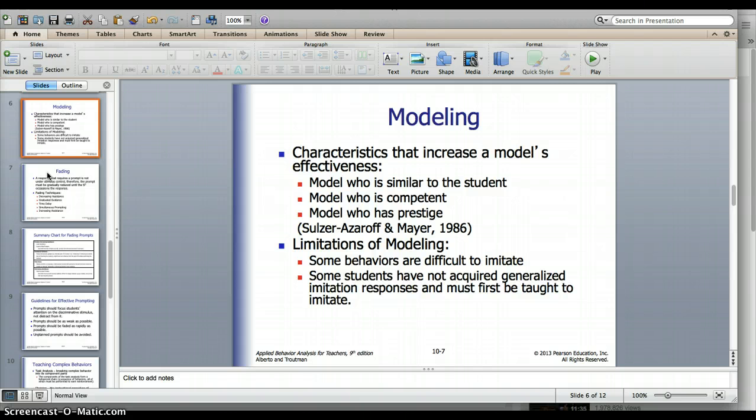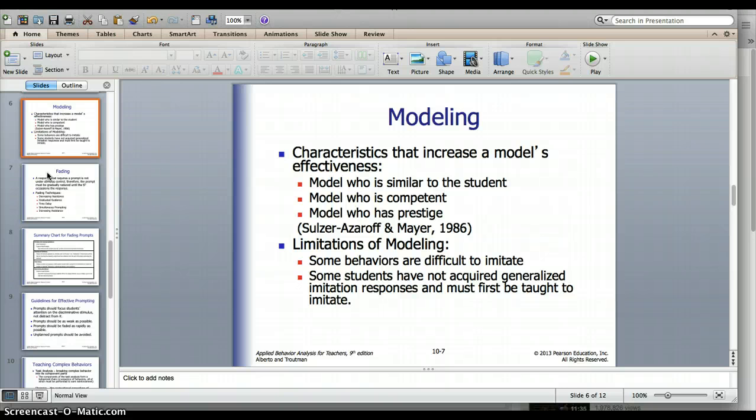So I might not be the best model. Pick a model that's more appropriate that kids will want to follow. Some of the research, this research from 1986, is a little older. We have some research that says students need to see models that are similar to themselves. So a 9-year-old would want to see a model that is a 9-year-old.